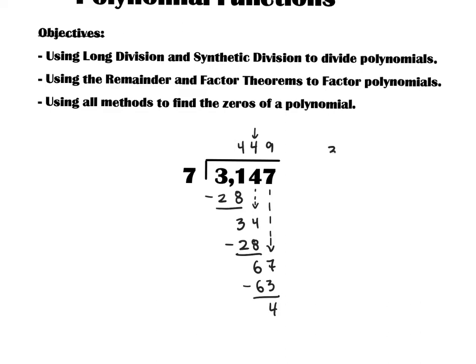So 3,147 divided by 7 is equal to 449 and 4/7. We're going to do that with polynomials today, so let's go ahead and get started.